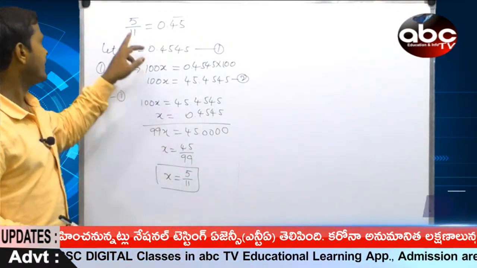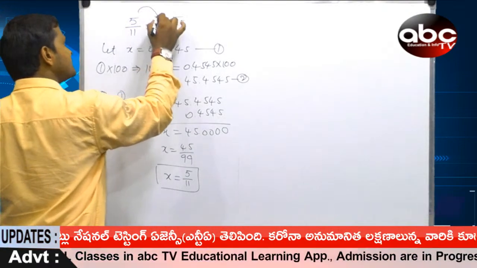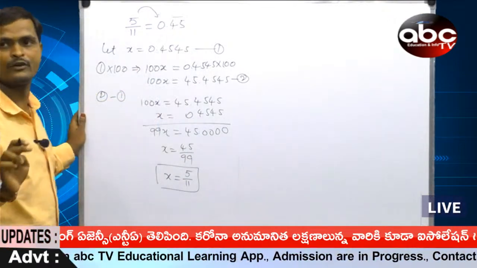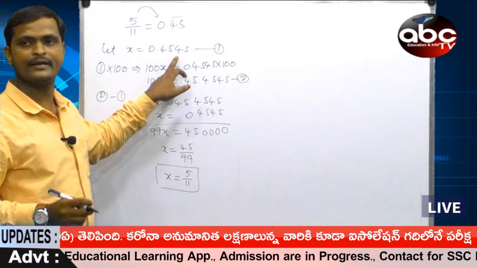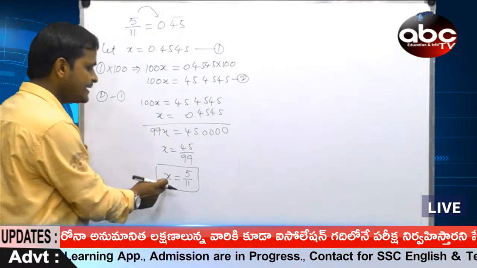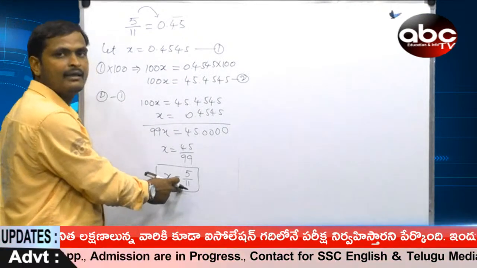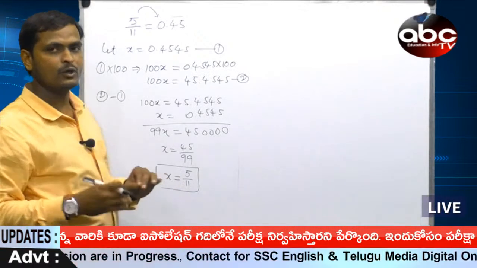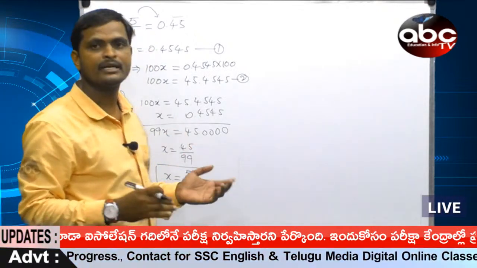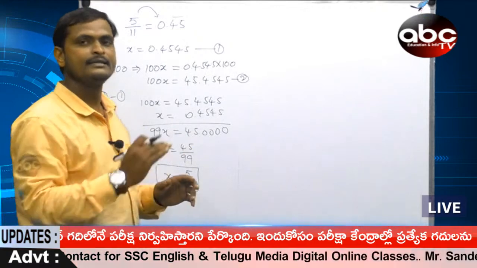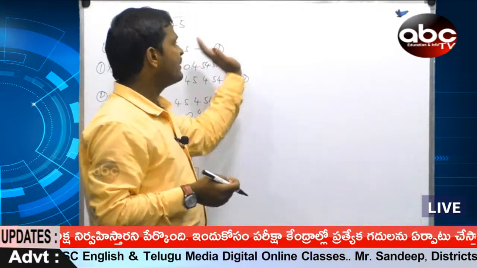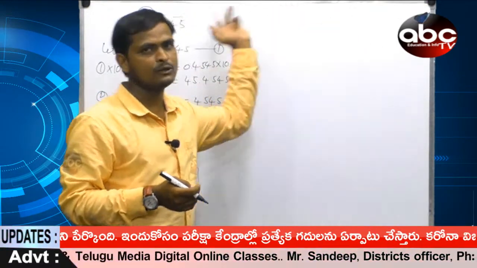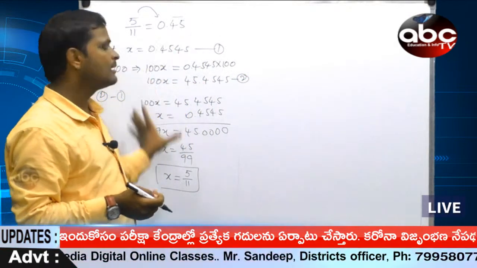You already know 5 by 11. What is the decimal expansion? 0.4545. Now take 0.45. Then what is the p by q form? That is 5 by 11. So when you are given a number, to know whether it is terminating or non-terminating, we have to convert p by q to decimal and decimal to p by q. This is the process.